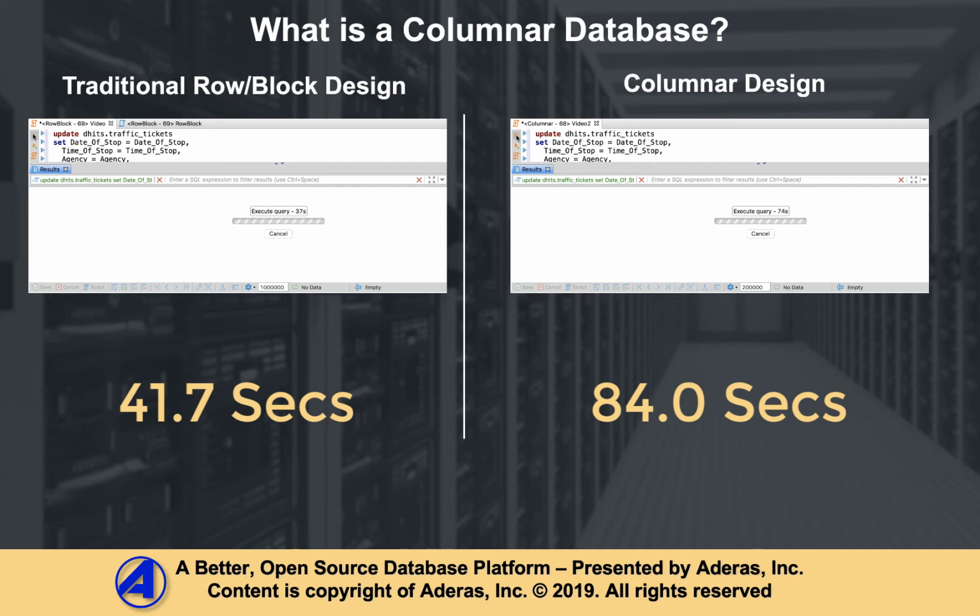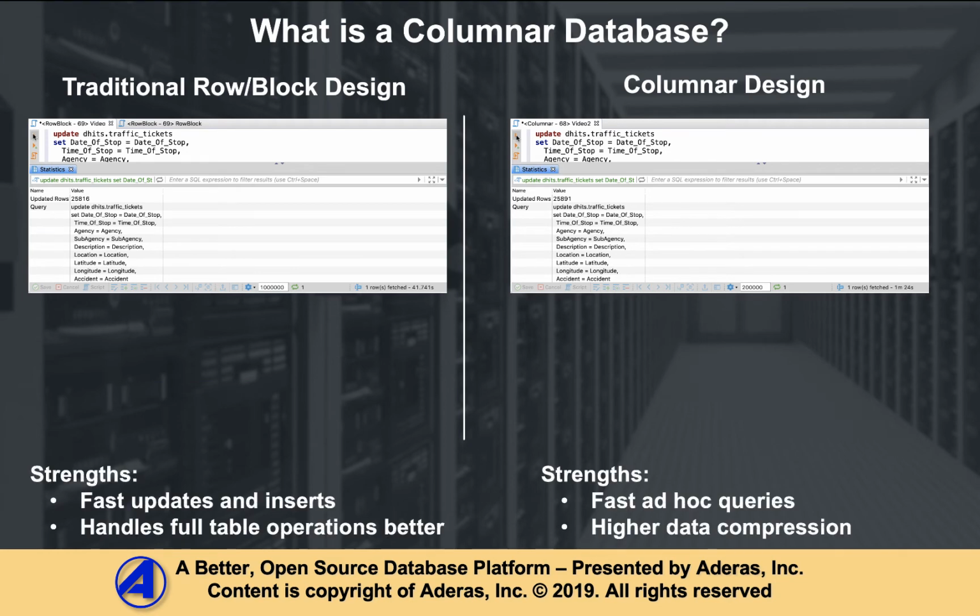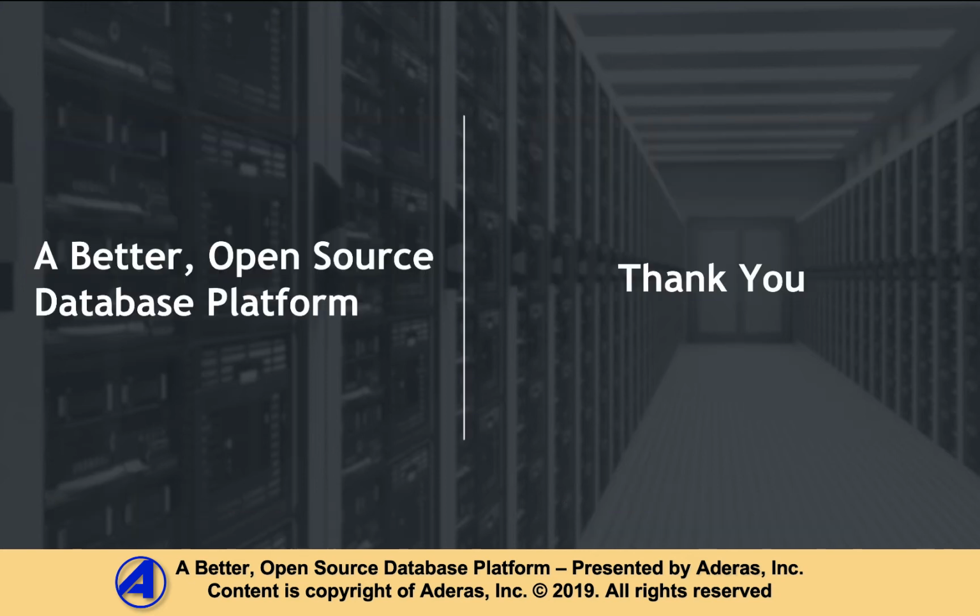Every type of database has its own benefits and drawbacks, which is why a platform requires more than one type of database. The query router understands these differences and will redirect queries to the best database for the operation. Updates and full table operations will go to the traditional database, while ad hoc queries will be directed to the columnar database.